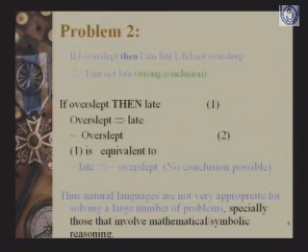Here the arrow is for implies, and the squiggle is for not. So overslept implies late. Not overslept is given to us. But we know from our logic that if A implies B, then the complement of B implies the complement of A. Therefore, not late implies not overslept. But from not overslept, we cannot conclude that I am not late.